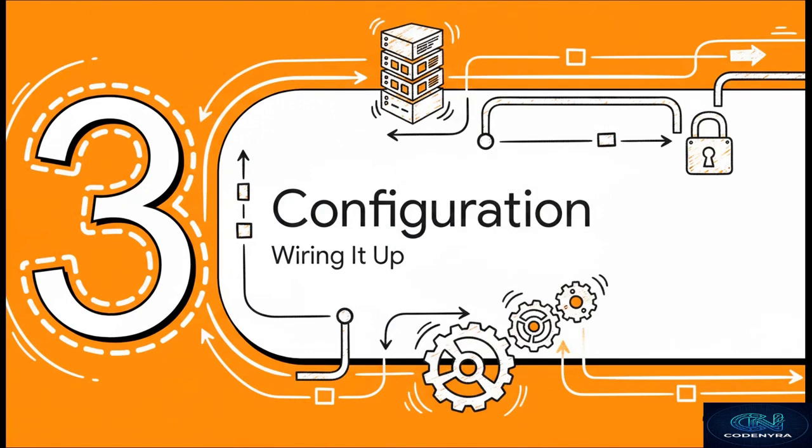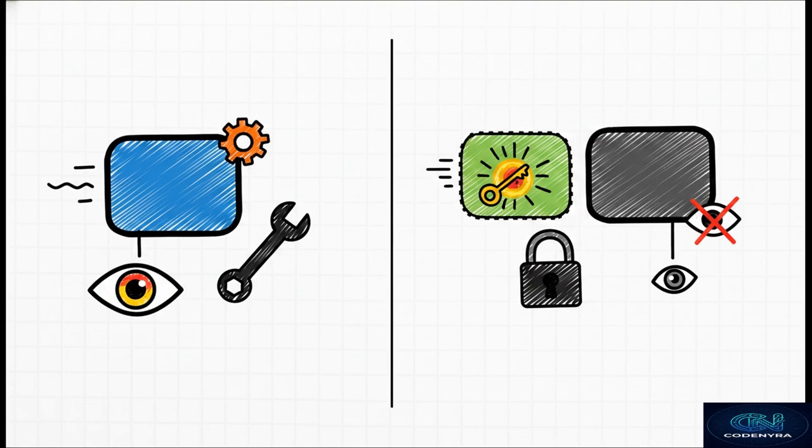All right, phase 3, configuration, wiring it up. Every app needs variables, right? And Docker gives us 2 distinct flavors, ENV and ARG. Choosing between them basically just comes down to visibility. You use ENV when your actual running application needs to see the variable, like setting NODE_ENV to production.